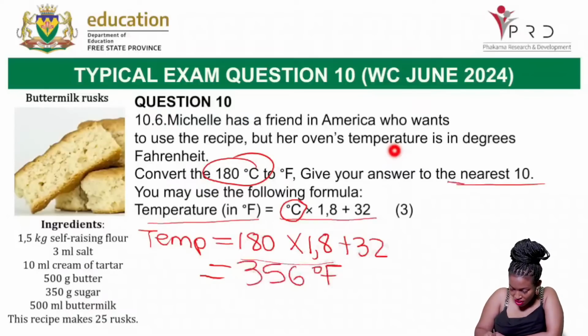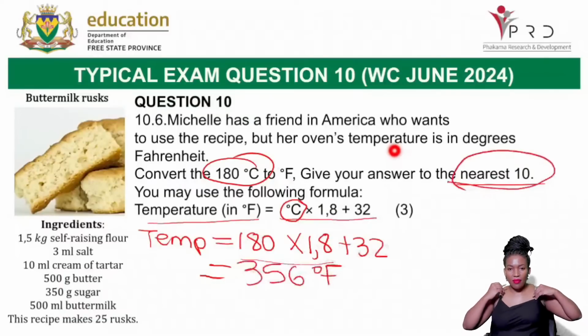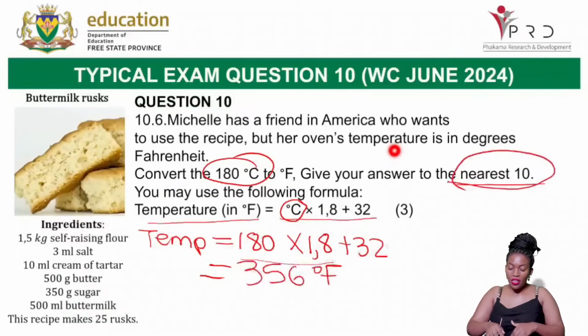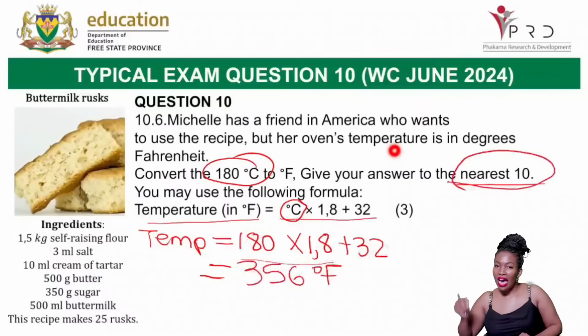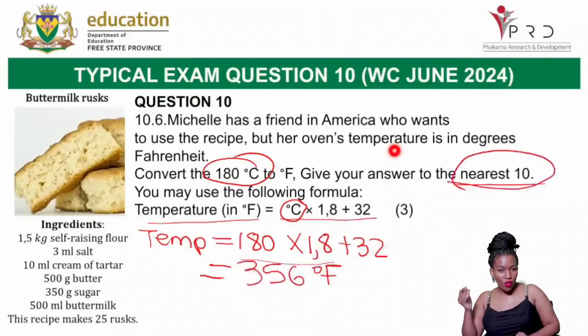There was an instruction. What was the instruction? Give your answer to the nearest 10. If it says nearest something, like in this case nearest 10, it means your answer must be in multiples of 10. It must be 10, 20, 30, 40. If they were saying to the nearest 20, then your answer would be in multiples of 20. If they say to the nearest 100, then your answer must be in multiples of 100, 100, 200, 300, 400. If they say to the nearest 1,000, your answer must be in multiples of 1,000.